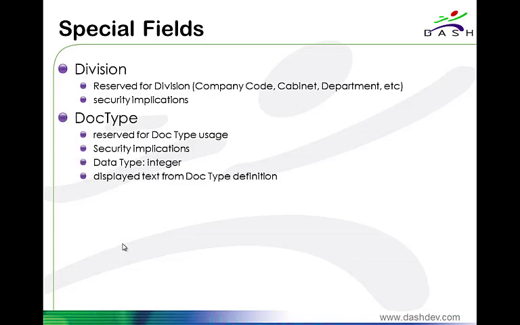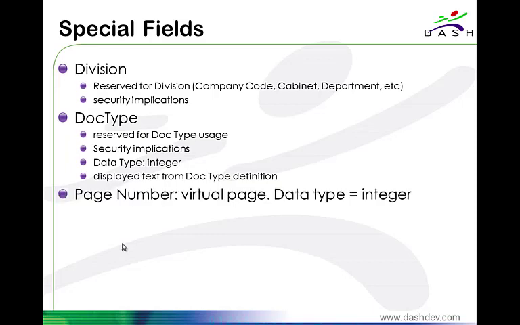Doc type is another field in the database that's reserved to identify a specific document as a specific type. It also has security implications because you can easily identify which document types are visible in a given view. It is always an integer, and it is always displayed to the user as text. Really, the text of the document type says customer purchase order rather than the number 2, so that the end user really never sees the internal number that's stored here. They see the text description that the system administrator has defined for this particular type of document.